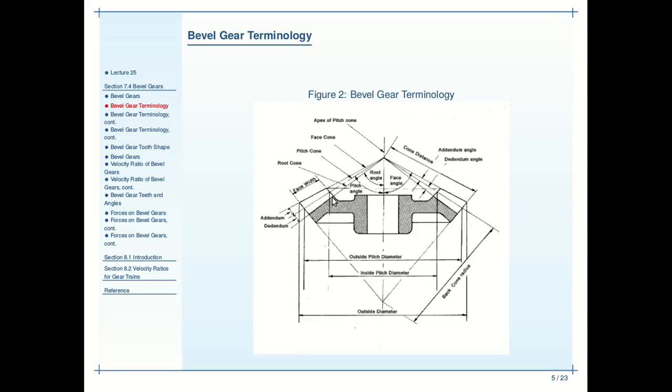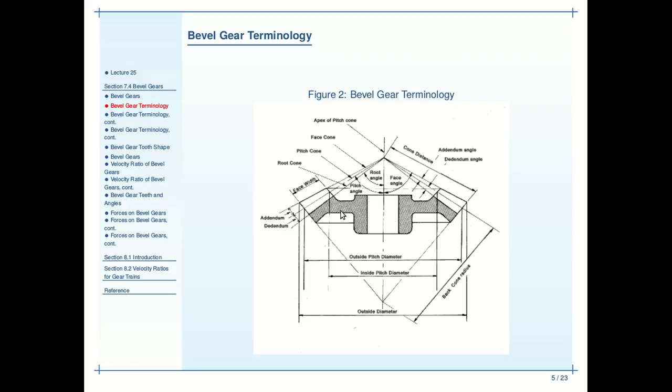In addition to those two things, we have a couple of related things. The face angle, that's the angle that the face cone makes with the axis of rotation of the gear. There is correspondingly a root angle, which is the angle that the root cone makes, and a pitch angle. And that, of course, then is the angle of the pitch cone to the axis of rotation of the gear.